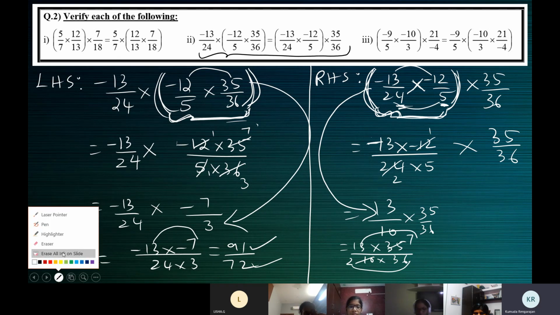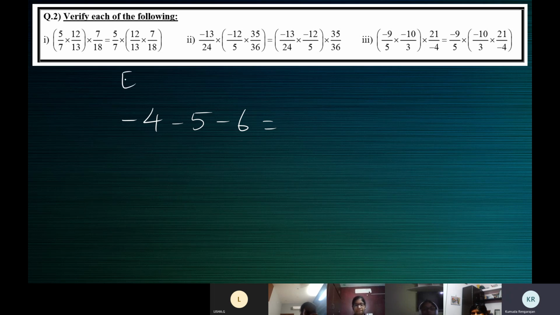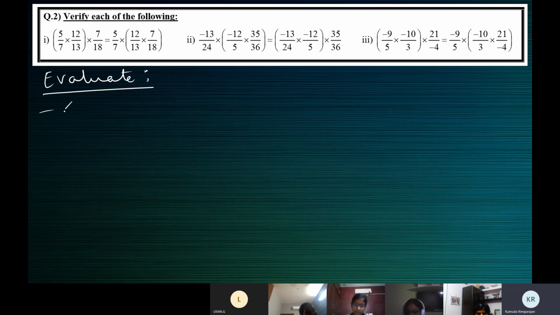You don't have to copy from here. Now, what is minus 4, minus 5, minus 6? What's the answer? Swati, what's the answer? Ma'am, are you saying to multiply? No, just the heading is evaluate. Evaluate. That's all. Minus 4, minus 5, minus 6. Evaluate meaning find the value of.